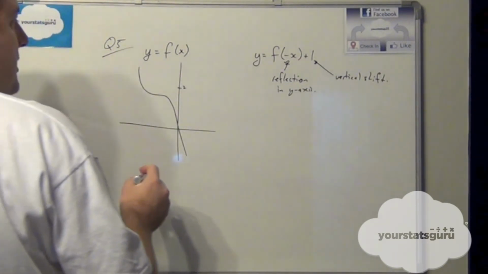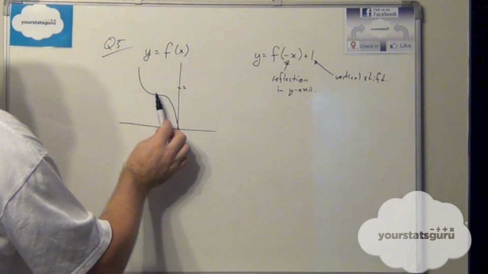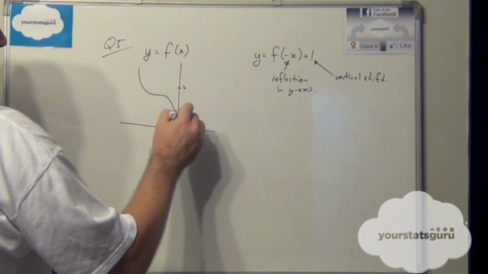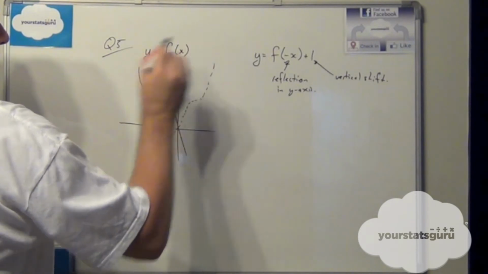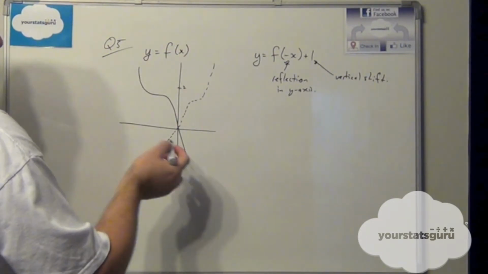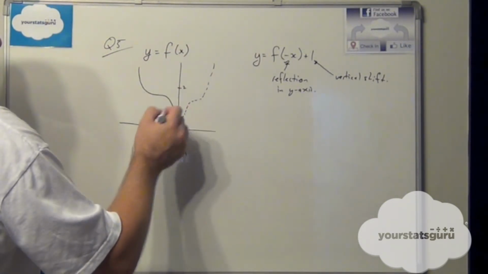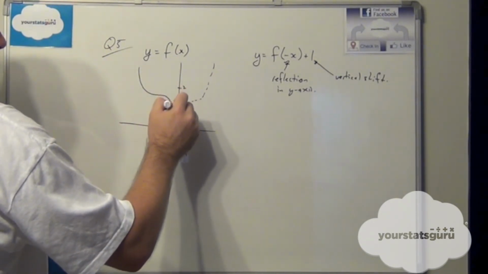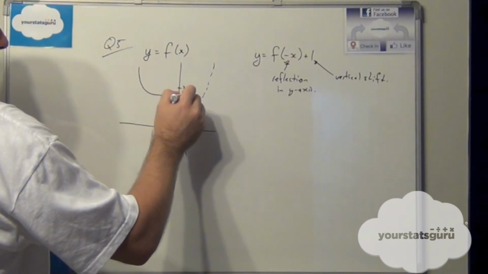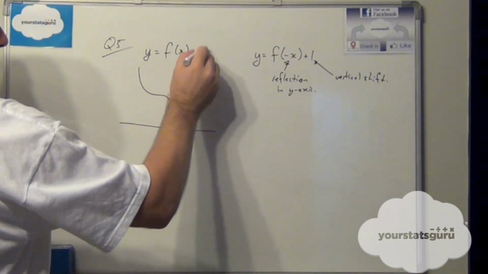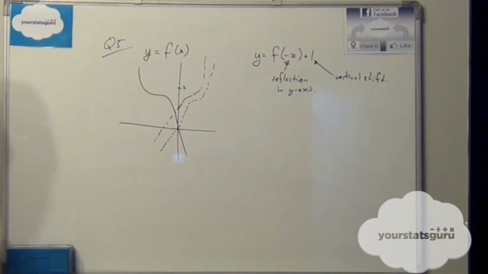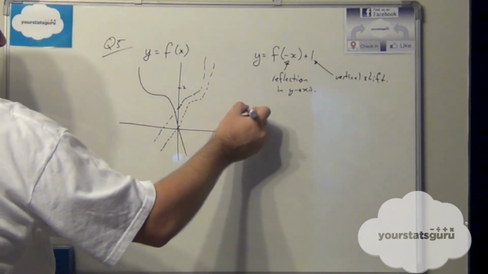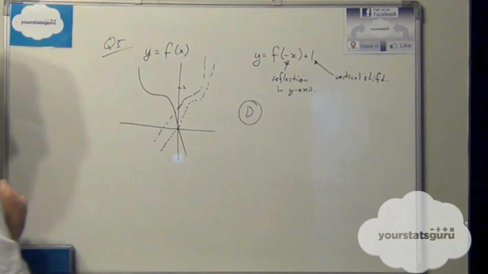So what that means is my graph is going to flip over, so if I just did the reflection, it would look like that. But then I'm going to shift it up 1 unit, so it's actually going to go, oops, it's not looking very much like 1 unit, but I think you get the general idea. And so the closest analogue to this is in fact option D.